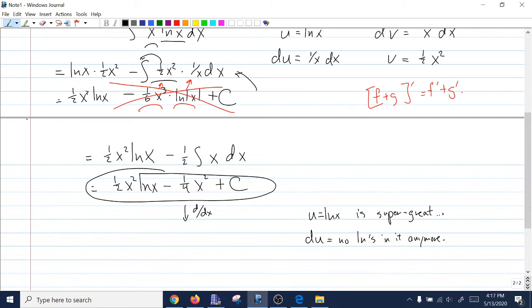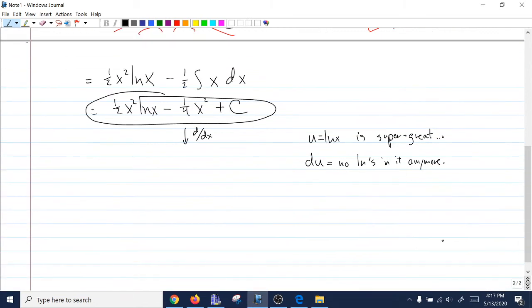Derivative of natural log is no longer natural log. Derivative of an exponential is still an exponential. Derivative of a trig is still a trig. Derivative of a power of x is still a power of x. Natural log is nice because it stops being a natural log when you take its derivative. Similar thing for inverse trig functions. Inverse trigs, natural logs are great candidates for u. If you see an integral that has an inverse trig or a natural log, you probably need to do parts, and in particular make that the u.